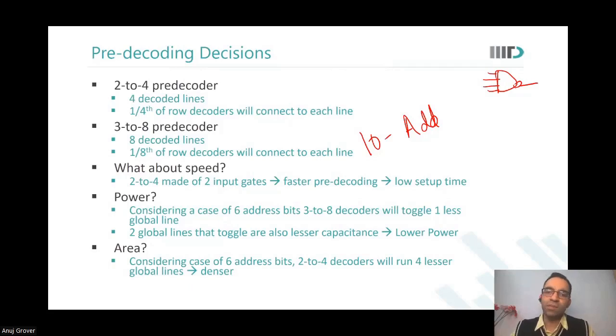Now you have 10 address bits. You have to distribute them amongst these 4 pre-decoders. How would you distribute them? Would you make 3 pre-decoders of 3 to 8 and 1 pre-decoder of 1 to 2? Or you will make 2 pre-decoders of 2 to 4 and 2 pre-decoders of 3 to 8? What would you do?